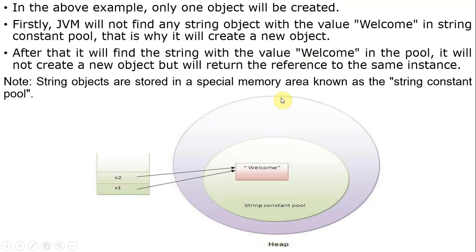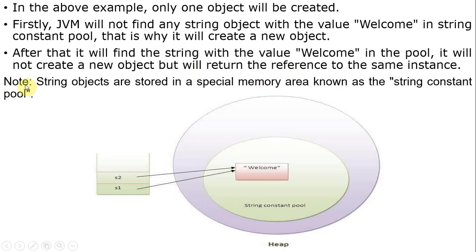Even though we are trying to create more than one object for the same text or literal, the JVM won't create it. So when the JVM does not find any string object with the value welcome in the string constant pool, it creates a new object. If it is already there, it won't create any object, it just returns the reference.